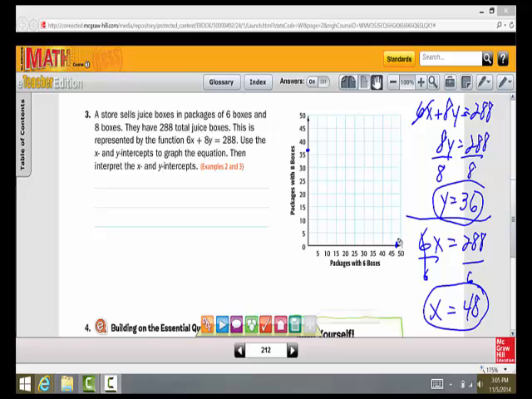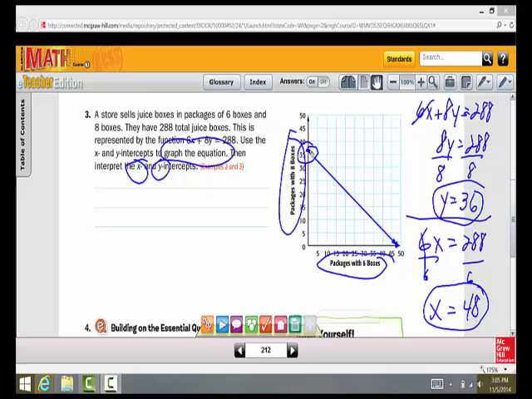And then we're going to draw our line, which we draw very straight from this point here down to that point there. So there's the first part of it. It says use the x and y intercepts to graph the equation. So that's the graphing of the equation. And then they say interpret those x and y intercepts. Okay, so here is our y-intercept.